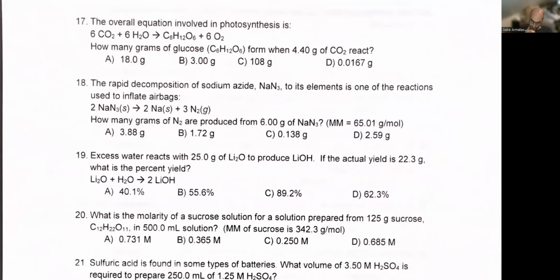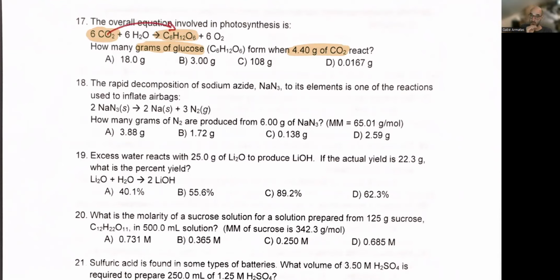Three more questions, I suppose. The overall equation involved in photosynthesis is this. Okay, so 6 CO2. How many grams of glucose form when 4.40 grams of CO2 react? Okay, so this is a stoichiometry problem. Whenever we're given an equation, it's asking for grams of glucose and it's giving me some other chemical. So I've got CO2 and I am converting to glucose. I'm going from one chemical to another in a balanced chemical equation.